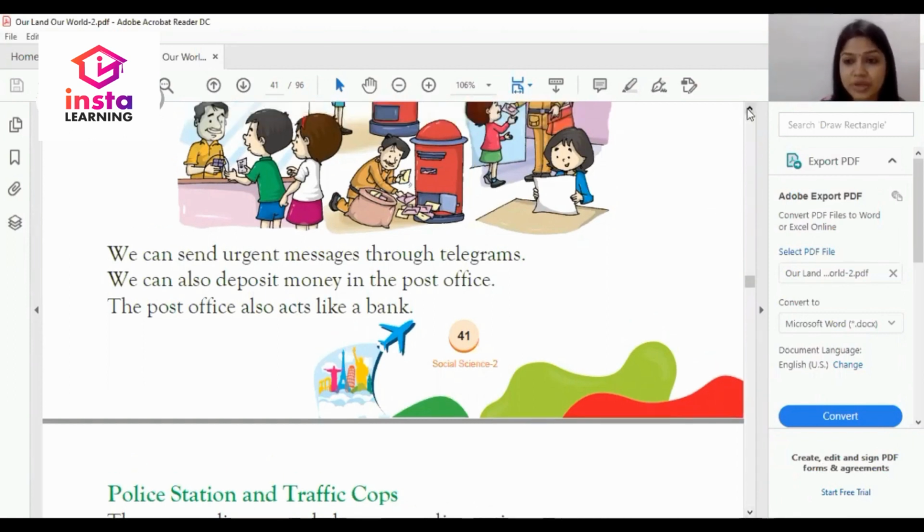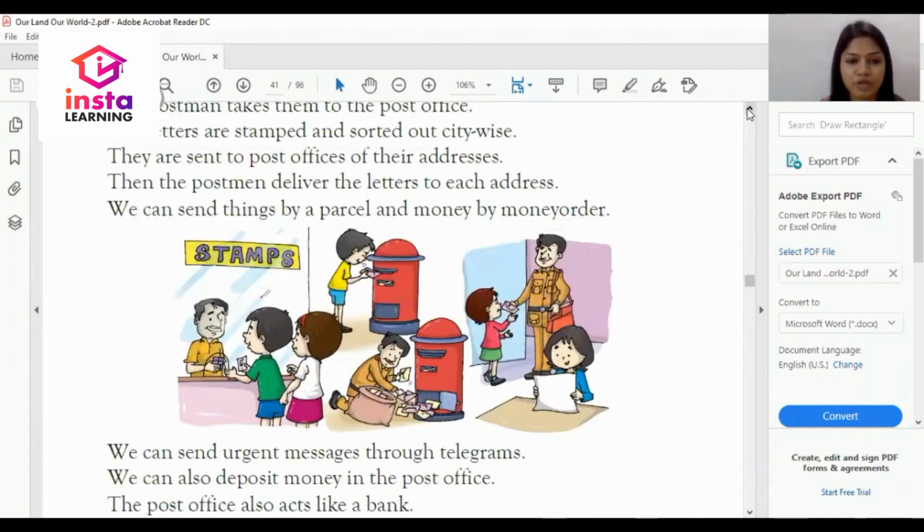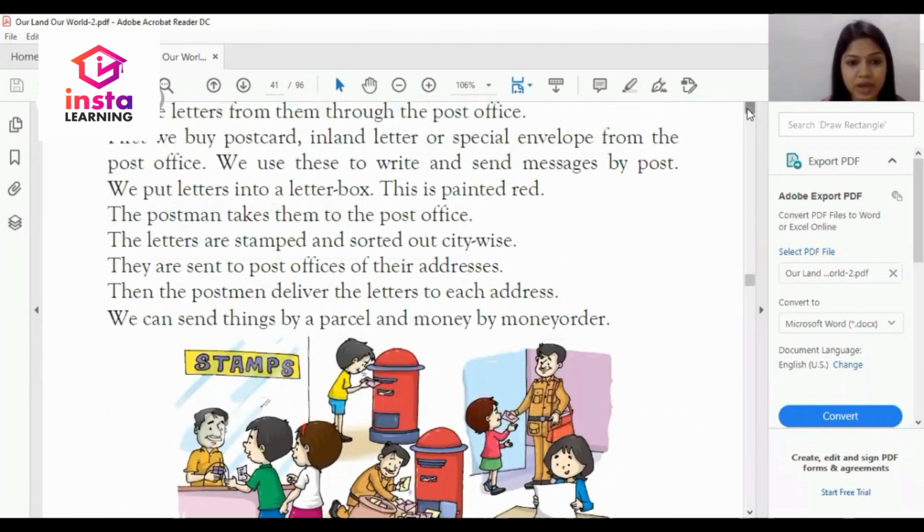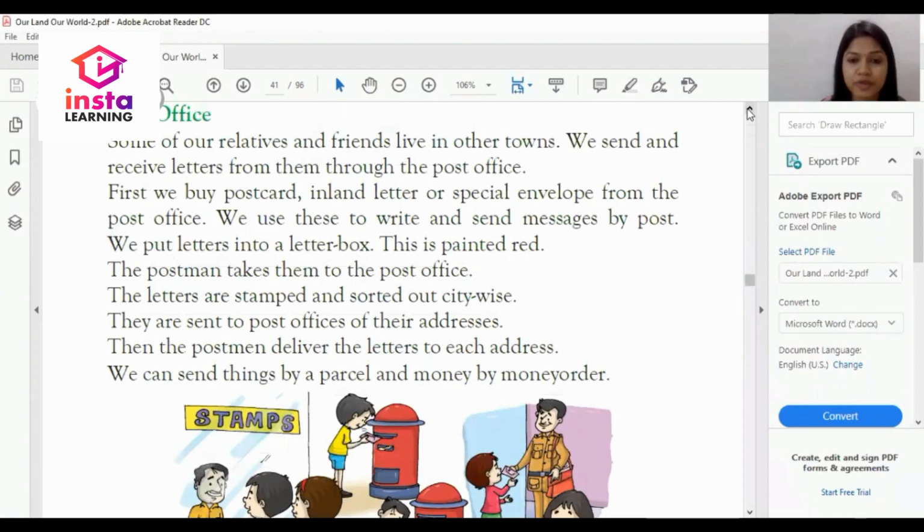So dear student, this is again very important part of our life, which is post office. What is the role of post office? So the post office helps us to send letters, to save money.